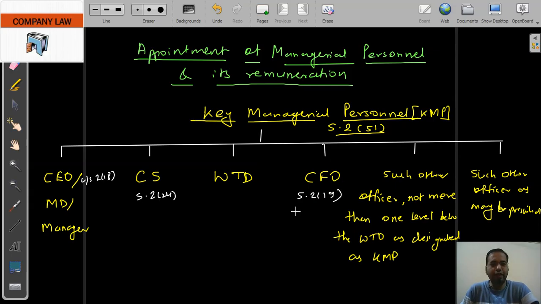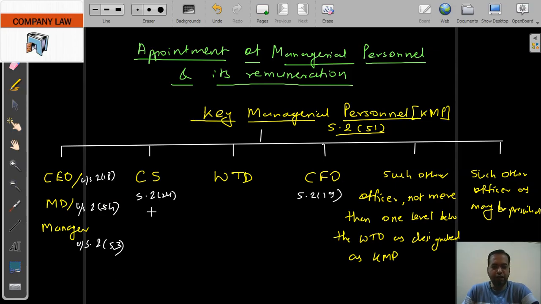So the first category is Chief Executive Officer, either it can be MD or manager, company secretary, whole-time director, CFO of the company. So these are all KMPs. We will talk about the corresponding provisions about it. The manager is defined under section 2 subsection 53, and MD is defined under section 2 subsection 54. So these are all definitions of the key managerial persons. One by one we'll try to understand.